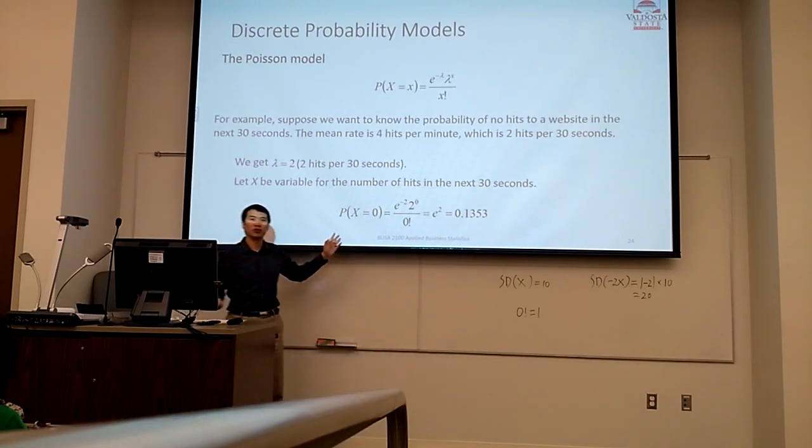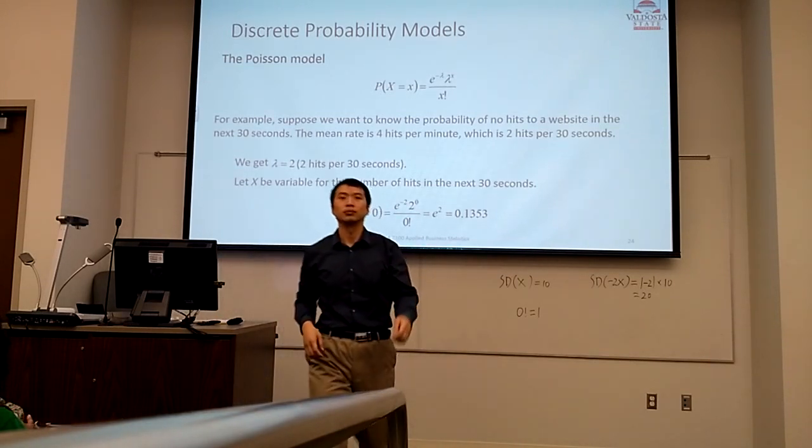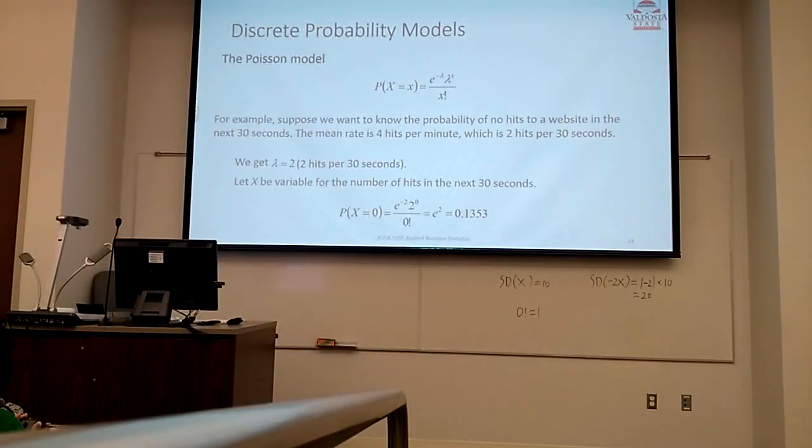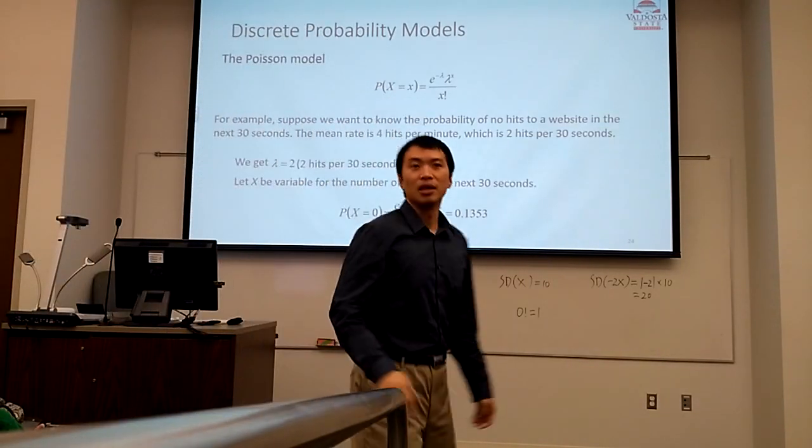So any questions before? Yes. So E is always going to be 2.71828? Yeah, E is always that number. That's the constant. Any other question?